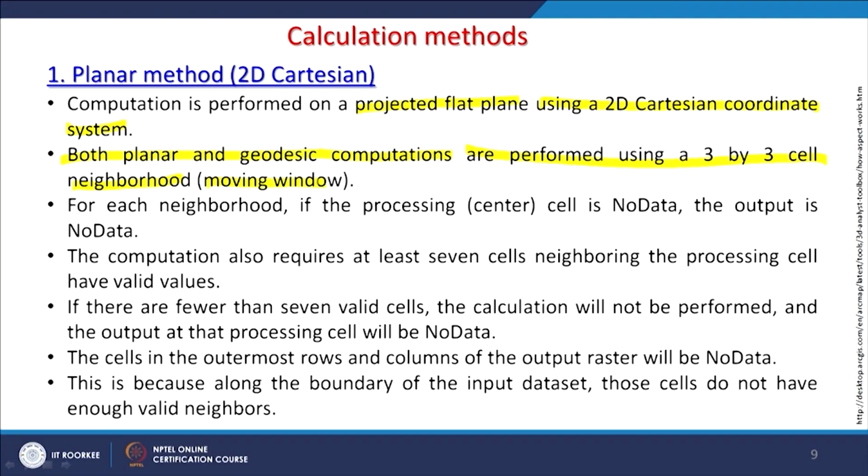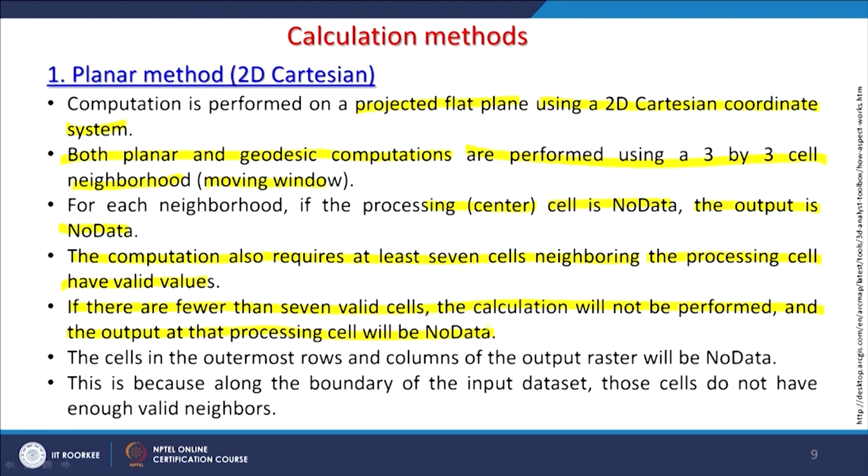Now, for each neighborhood out of those 8, if the processing cell, the center cell, is no data, the same condition as in the case of slope calculation, the output will also have no data. So, if input is no data, output would also be no data. Further, the computation also requires at least 7 cells, bearing the processing cell, to have valid values. So, at least 7 cells must be there. If you have less than 7 cells, meaning more than one no data, then calculation is not possible. If there are fewer than 7 valid cells, the calculation will not be performed, and the output for that processing cell will be no data.